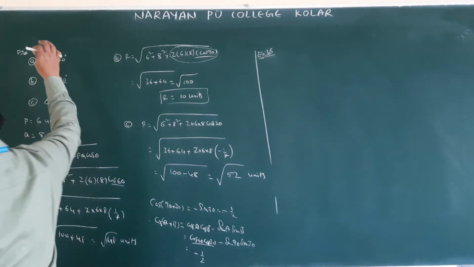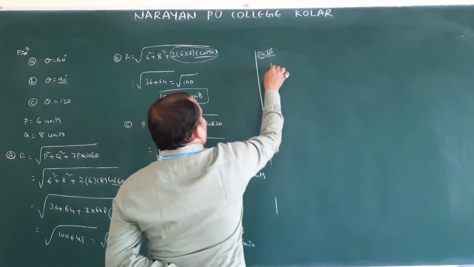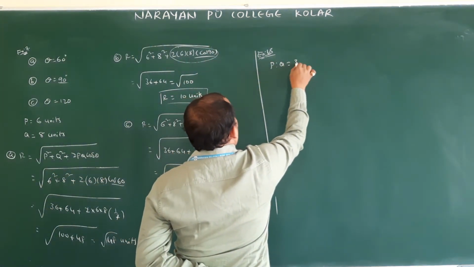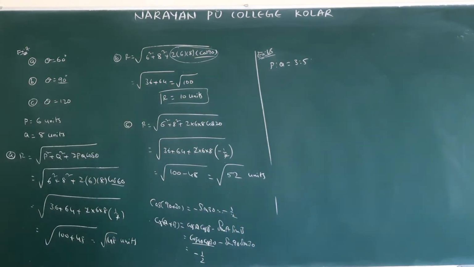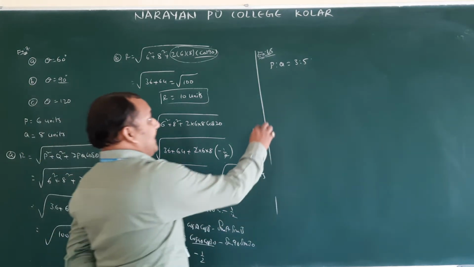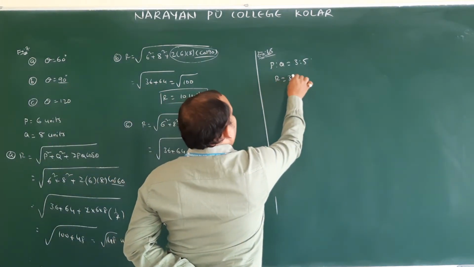So P by Q, how much ratio do they give? 3:5. So the two vectors P:Q is equal to 3:5, and the resultant, how much do they give? The angle between them is 60, and the magnitude of the resultant is 35. The resultant value they gave is 35.